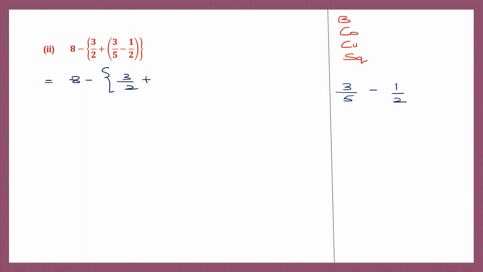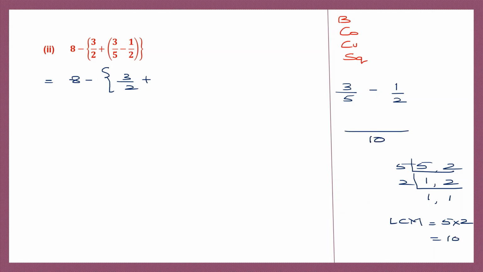So denominators are different, so we have to find the LCM of 5 and 2. So 5 1s are 5, and then you bring down 2, then you have 2, 2 1s are 2, and 1. LCM is equal to 5 into 2, which is 10. Let's use 10 as a common denominator. The first fraction denominator is 5. So 5 into 2 is 10. So 3 into 2, 3 2s are 6, minus the next fraction, 2 is the denominator. 2 5s are 10. So 1 into 5, 1 5s are 5. So 6 minus 5 is 1 and the denominator is 10.